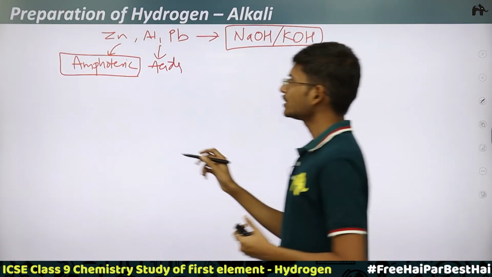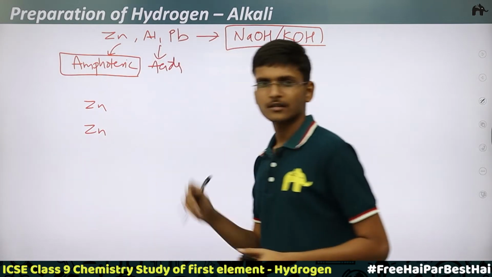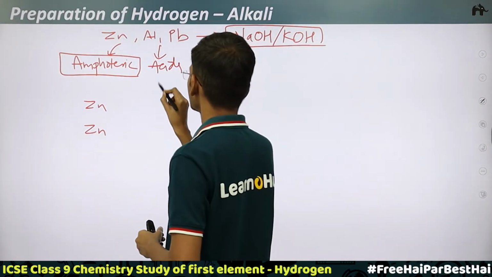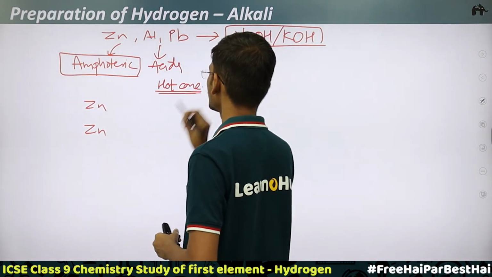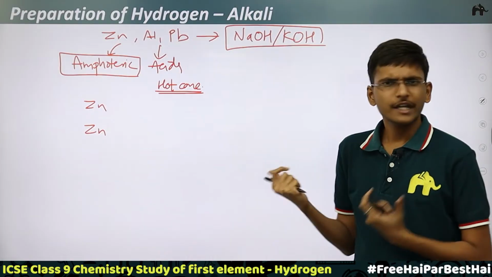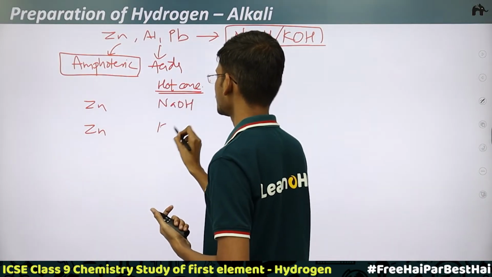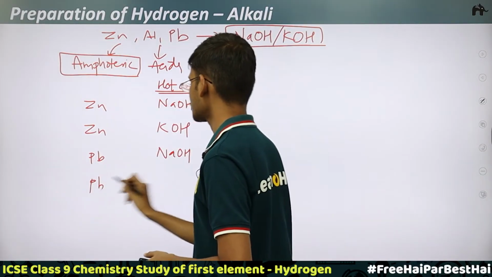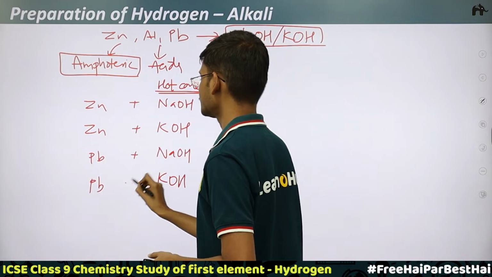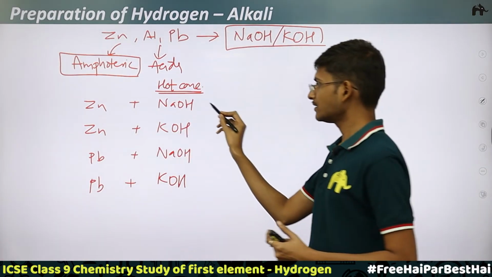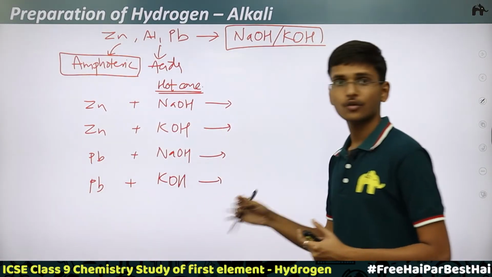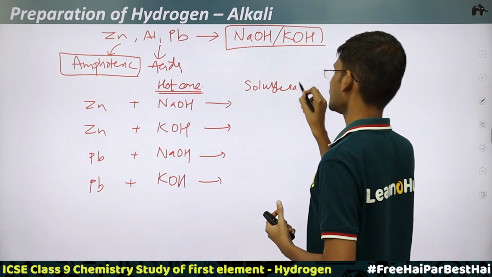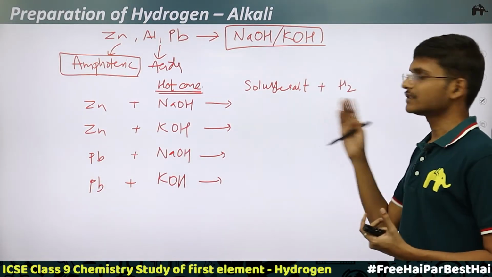Very simple reactions are there. So here zinc, these metals, they react with hot concentrated NaOH or KOH. So the reaction of zinc with NaOH, zinc with KOH. Very simple. Same way, the reaction of lead with NaOH, lead with KOH. Now see, they have the amphoteric nature, and they react with this hot concentrated alkalis NaOH and KOH to give soluble salt and hydrogen gas. What we always want is hydrogen gas, right, in these reactions. So soluble salt and hydrogen gas.